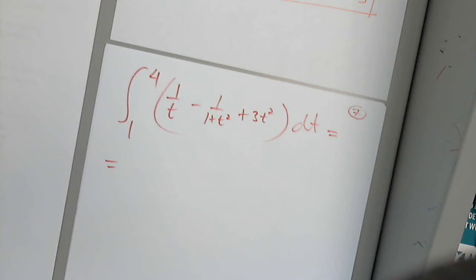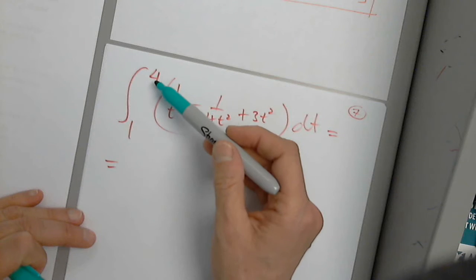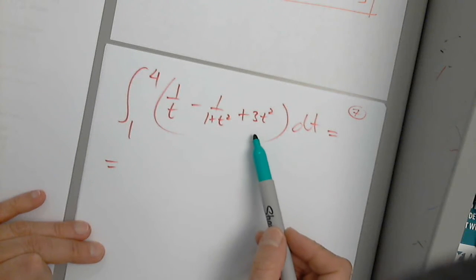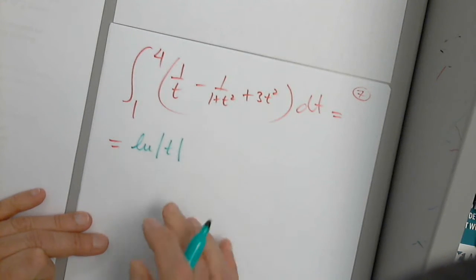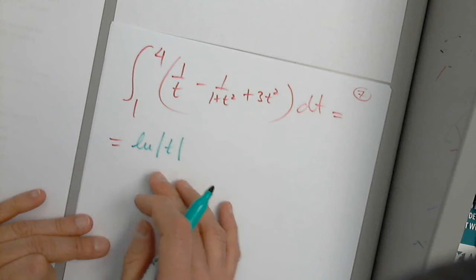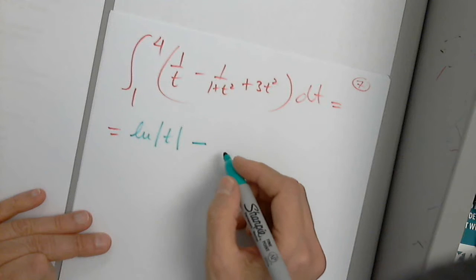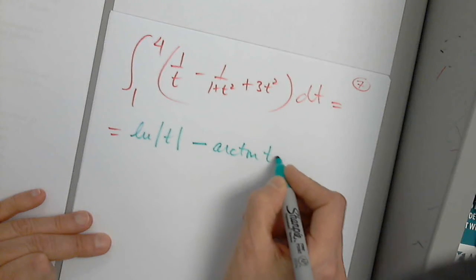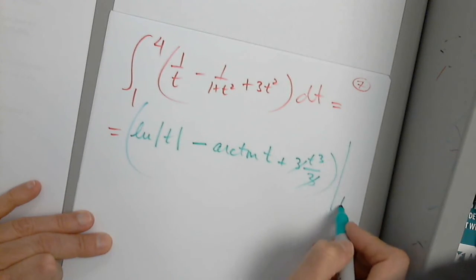Do we have the answer for the first one or not yet? So f prime is 1 over t. First of all, remember the interval is 1 to 4. Are all these defined? Yes. So then I can write natural log t. The absolute value will not be required because it's 1 to 4, but I have to put it at first. Minus arc tangent t, plus 3t cubed over 3, which will go away, from 1 to 4.